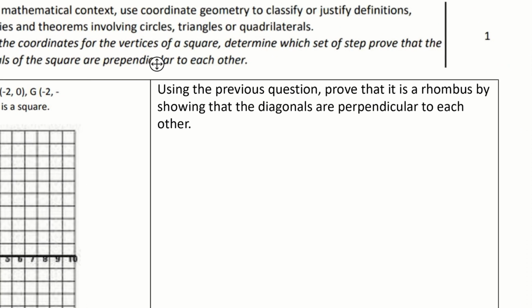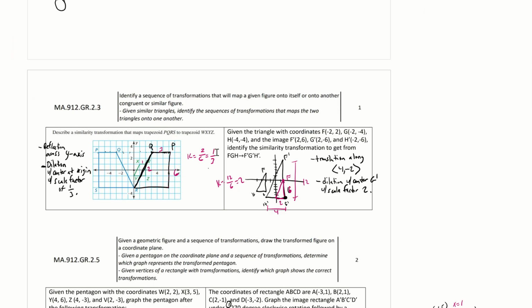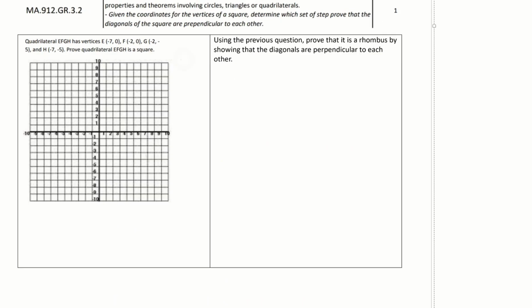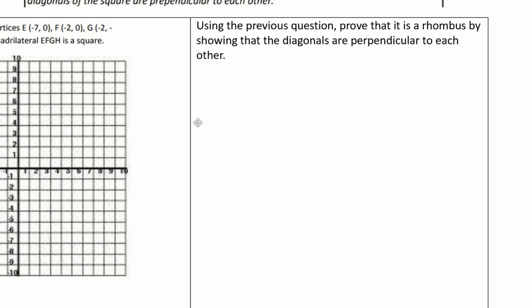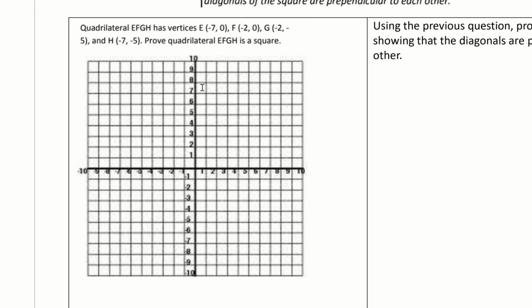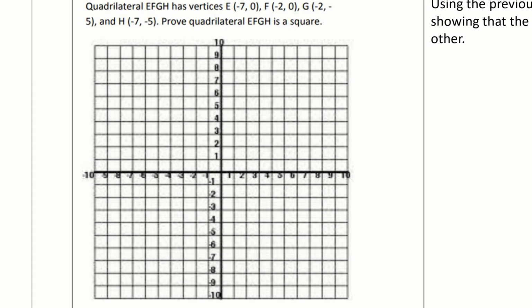So what we're going to do is first draw the square, and then we're going to show that it's a rhombus by showing that the diagonals are perpendicular, and then we'll go back and show that it's a square. We're going to kind of bounce around. Okay, so let's go ahead and first graph this.